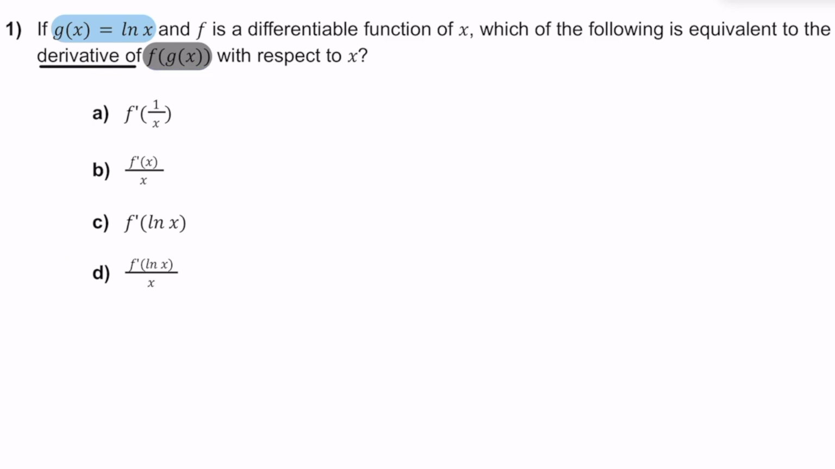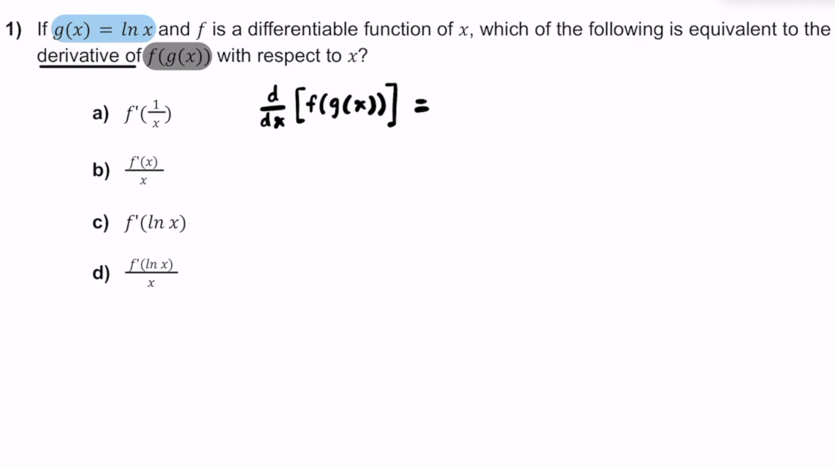So if we're going to go ahead and take the derivative of this f of g of x, that's going to be d dx of this f of g of x. So let's go ahead and just write that down first. And when we take the derivative of this composite function, we're going to have to use the chain rule. With chain rule, we have our outside function and our inside function.